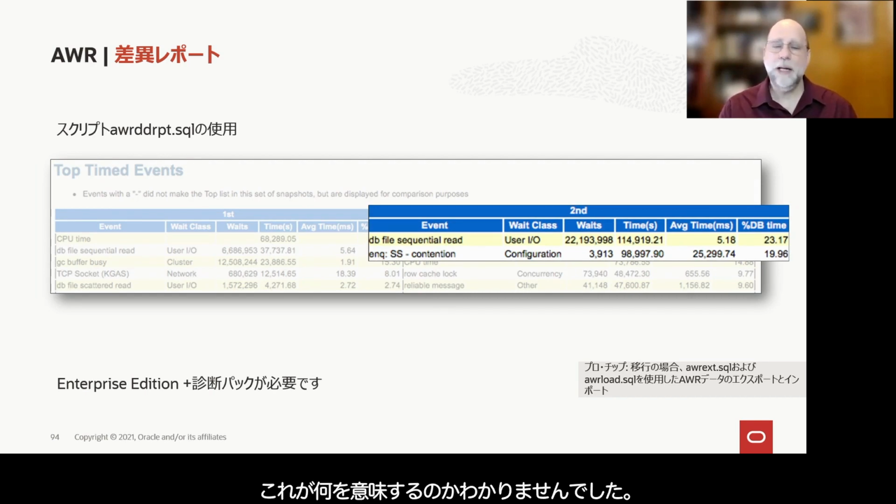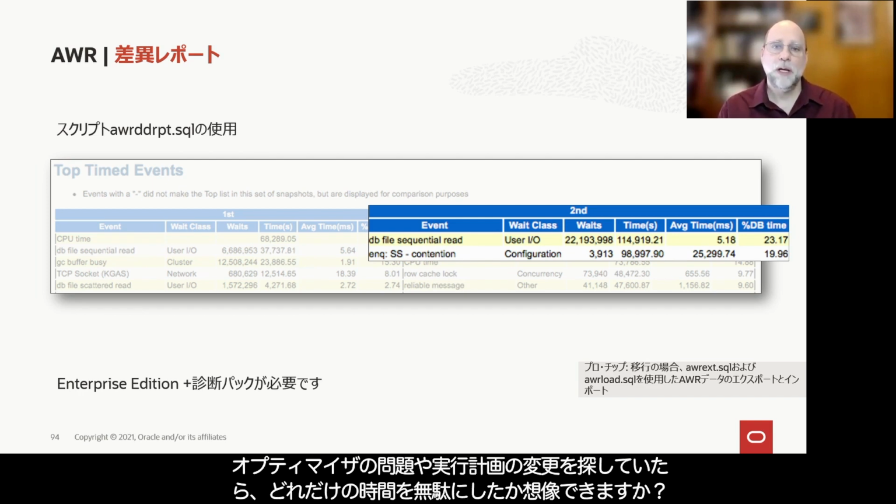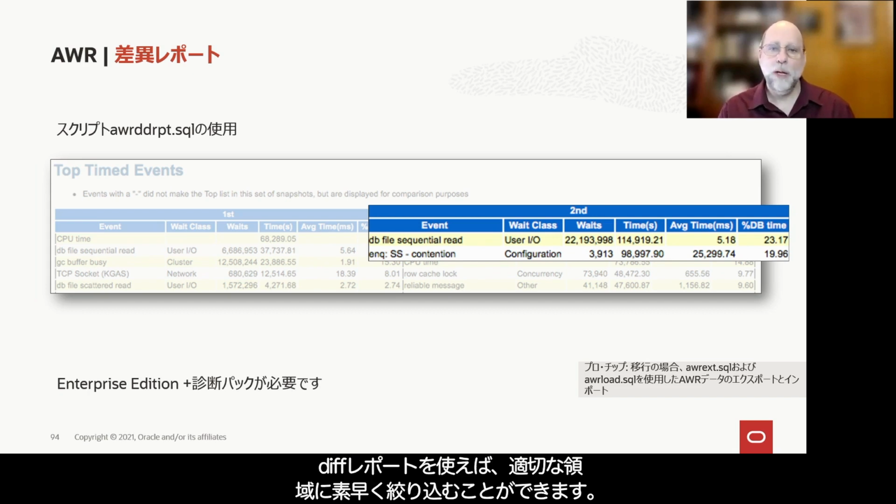Now, if you're like me, I didn't know what that meant when I initially saw this, and we looked in My Oracle Support and found out that SS contention is for sort segment contention. In other words, it's contention on the temp file. It turned out the root cause here had nothing to do with the optimizer. It was that their storage was misconfigured on their newly deployed production system. Can you imagine how much time you would have wasted looking for optimizer issues or query plan changes when none of that applied here? The diff report lets you hone in on the right area very quickly.